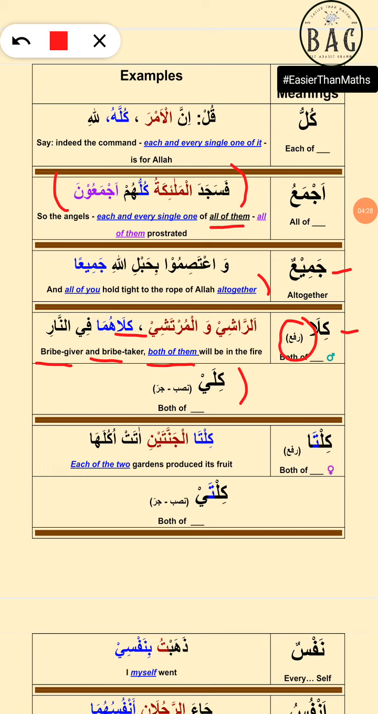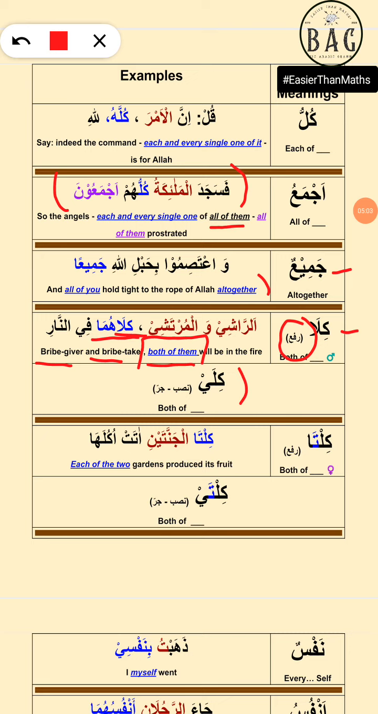It could have been like this, Arashi wal Murtashi Finnar. But by adding Kilahuma, a stress has been added. Both of them will be in the fire, so that nobody can think, oh yeah, well, it's okay. Maybe the Murtashi guy would not be in the fire because of whatsoever reason he has for accepting the bribe. But the fact that kilahuma has been used means that no, whatever problem or reason you might be thinking, if you have accepted the bribe, you are going to be in the fire too, along with the bribe giver.